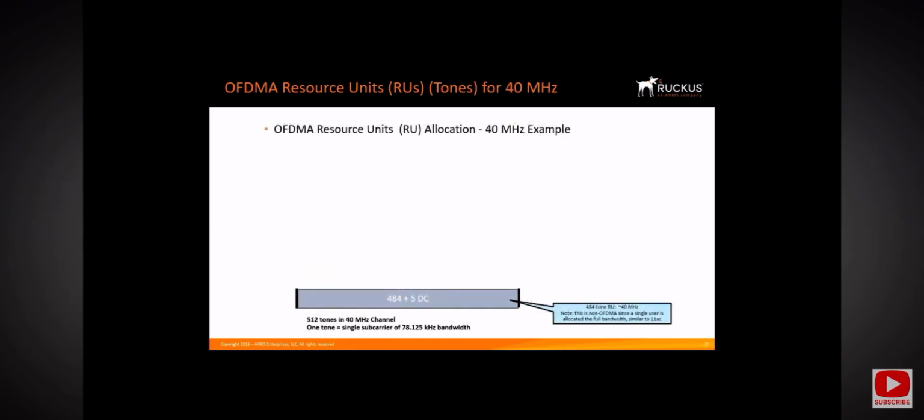Here we show a 40 MHz channel. There are 512 available tones or subcarriers in a 40 MHz channel. One tone equals a single subcarrier of 78.125 kHz. For high bandwidth applications such as video, the AP can decide to allocate the entire channel to a single user.